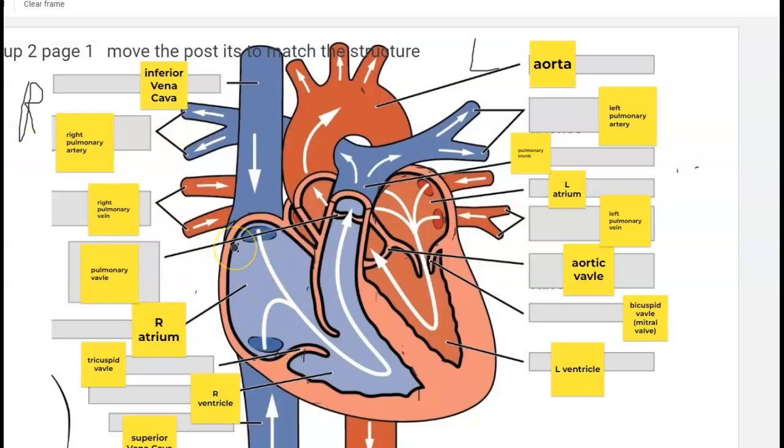Okay, top chambers are atria, bottom chambers are ventricles. So let's start with that. Right atrium, very good. Right ventricle, very good. I'm going to bold it. Other side, left atrium, left ventricle. Very good, we got those.